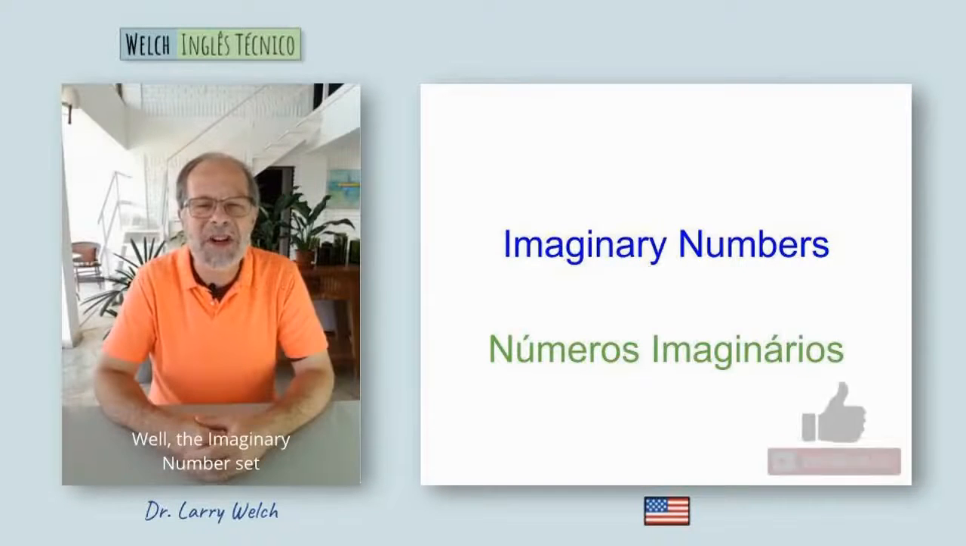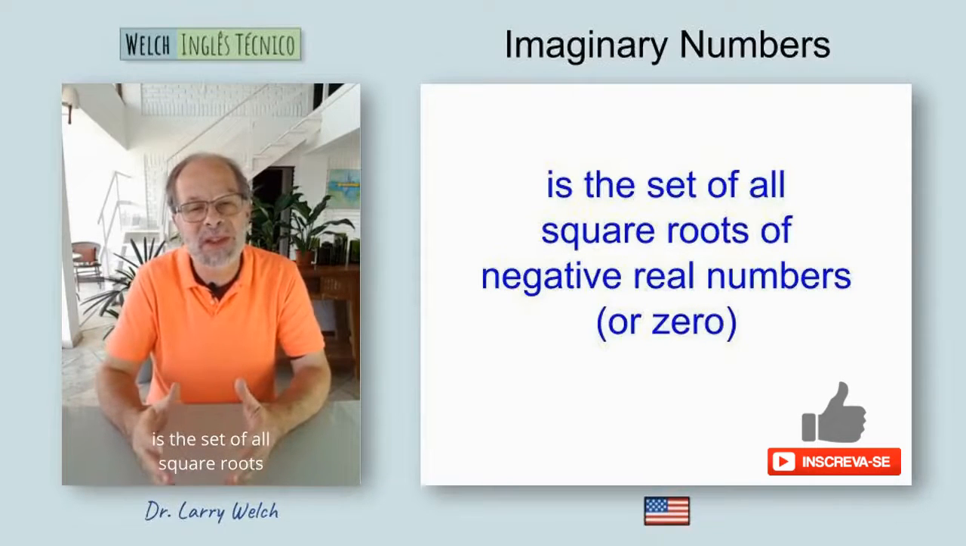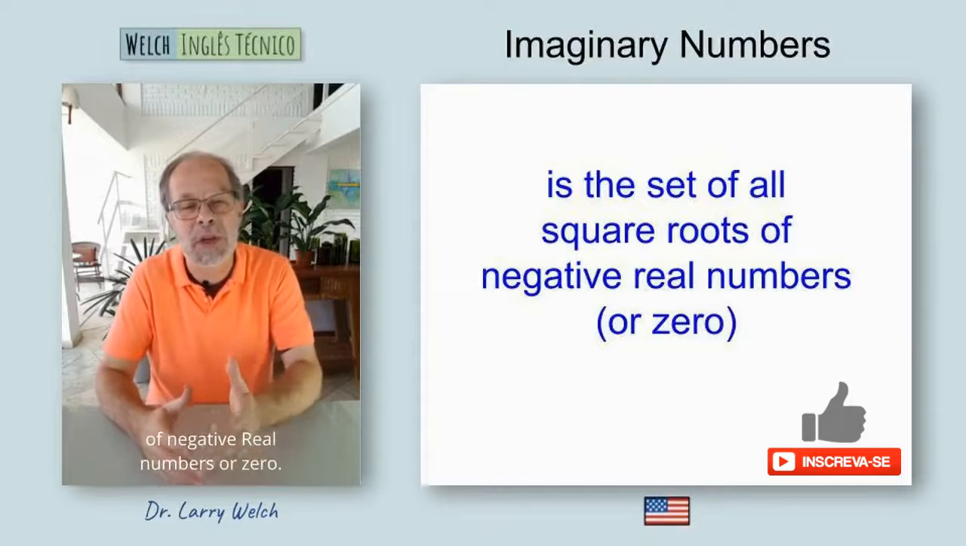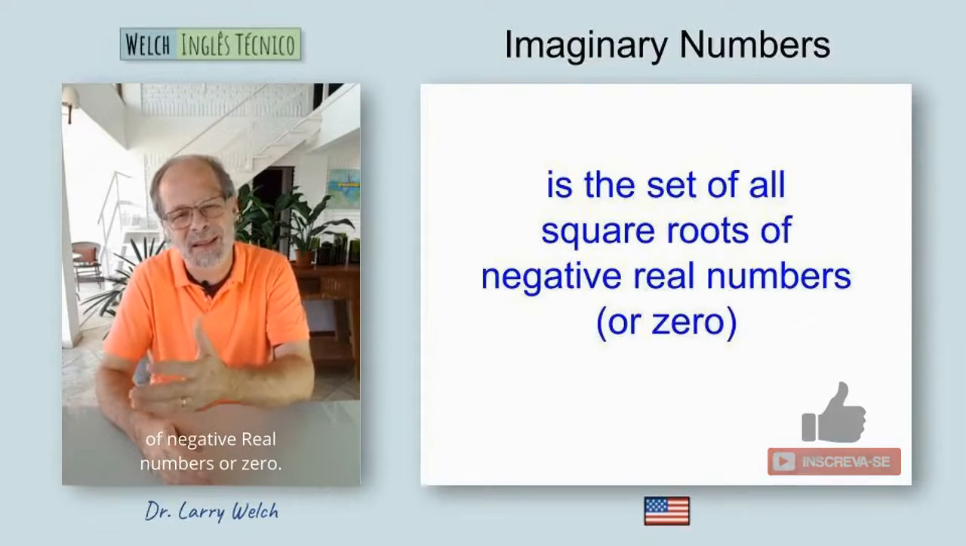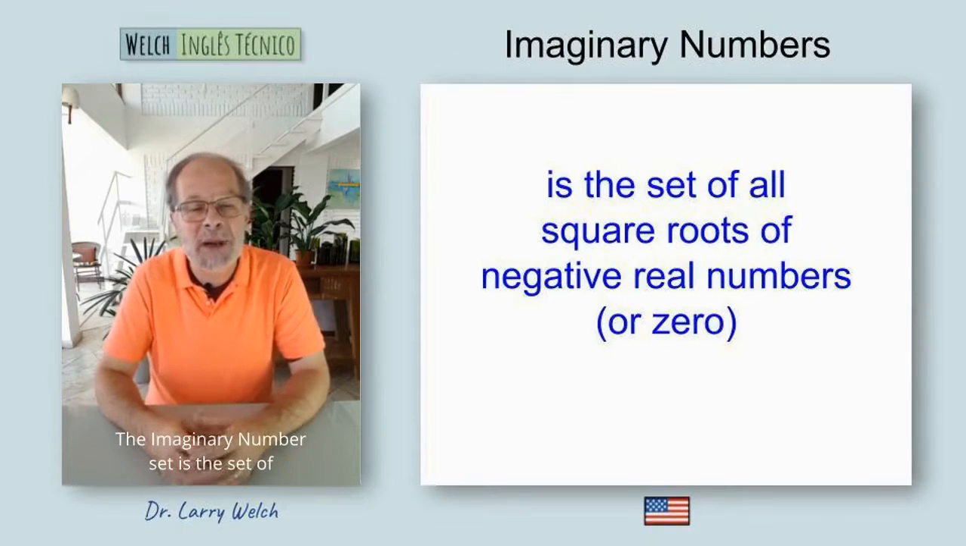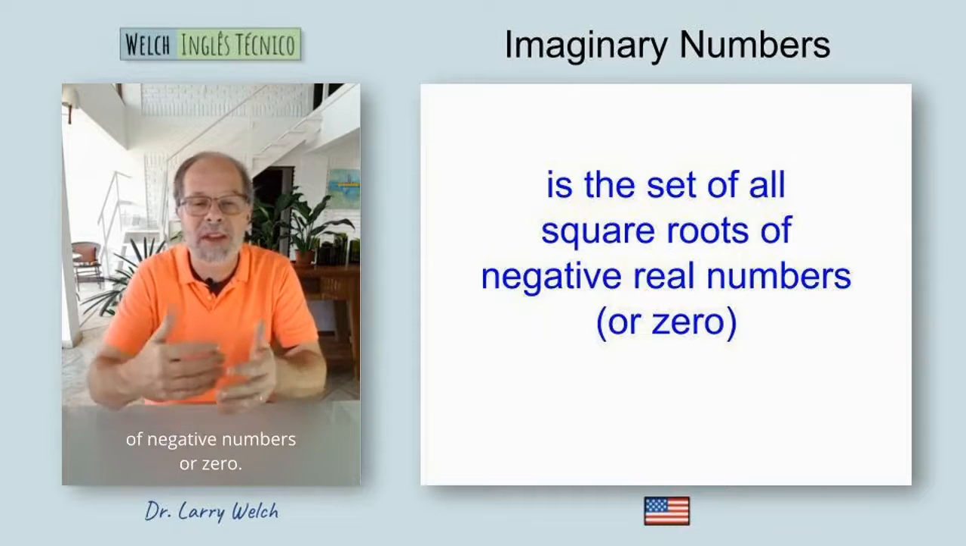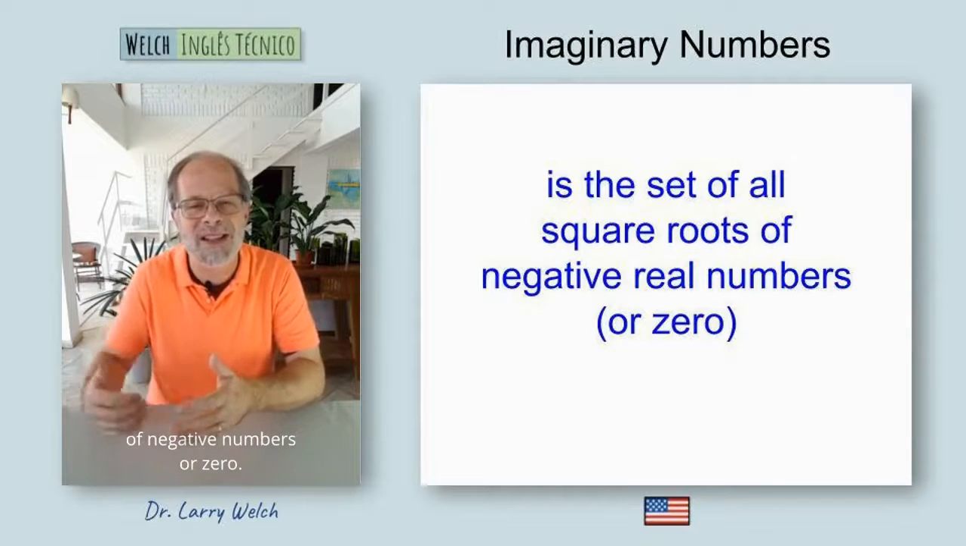Well, the imaginary number set is the set of all square roots of negative real numbers, or 0. Again, the imaginary number set is the set of all square roots of negative numbers, or 0.